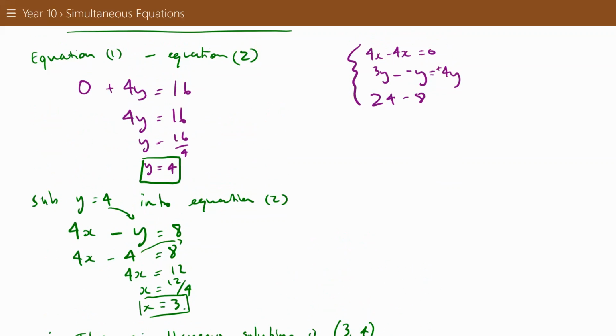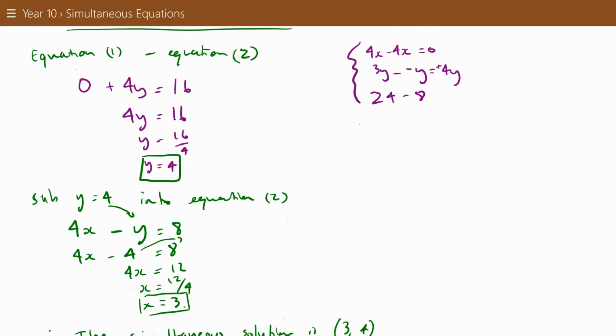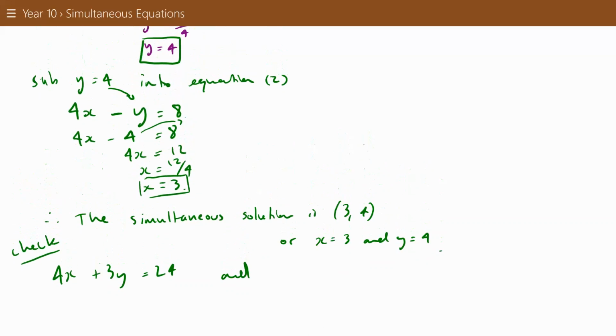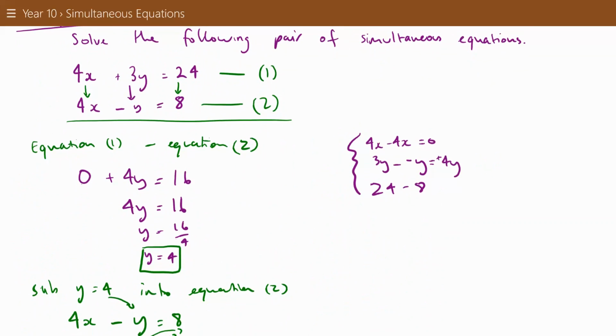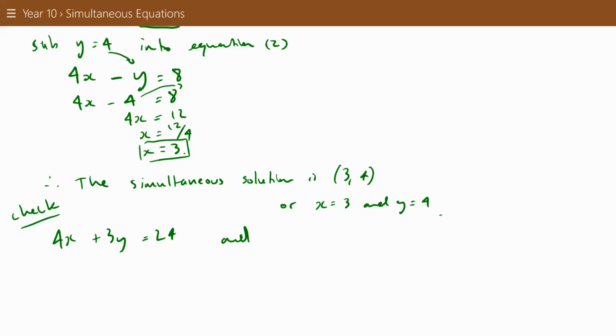Now, we can check here by substituting x equals 3, y equals 4 into both equations and seeing if it works. So let's do that quickly. 4x plus 3y equals 24. This is just a quick check. We might as well check it, mark it ourselves. And the other one, we've already done, 4x minus y equals 8.